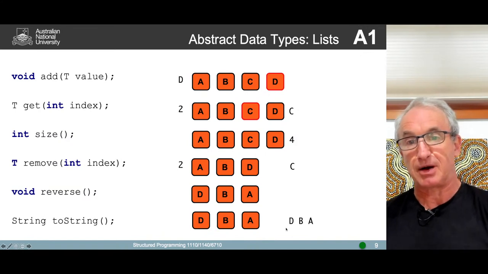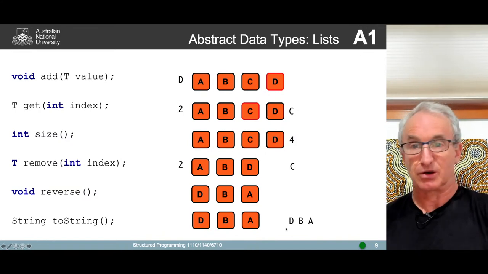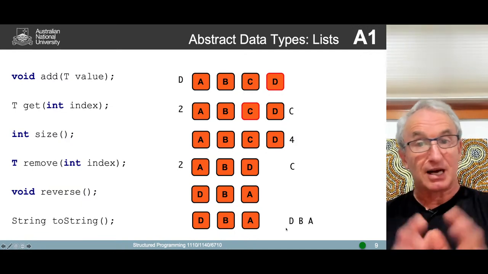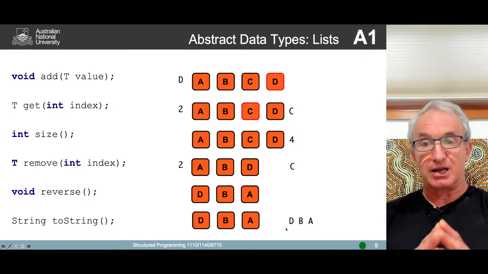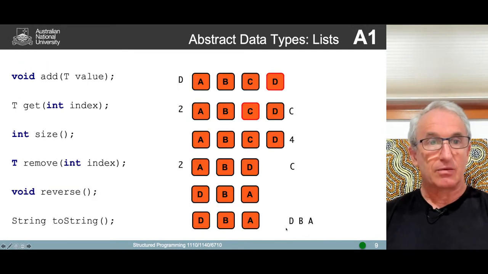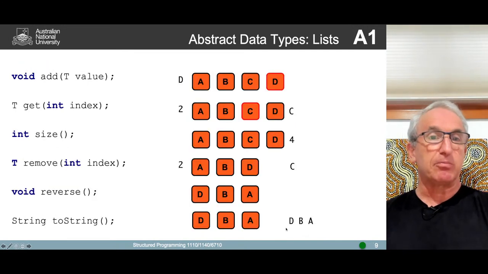Just going to have the list come out with spaces between the elements of the list, and we're going to call toString on each element in the list. So that's our list interface, and that's the semantics we're going to have. All right, now the next question is how we might implement them.